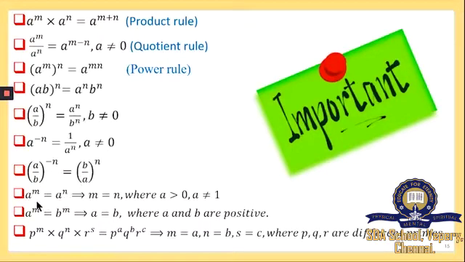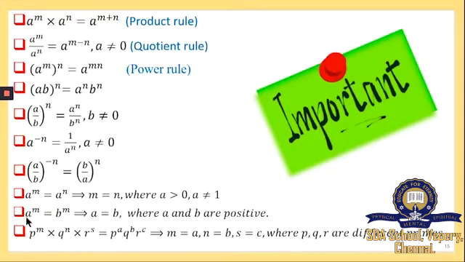And the next law is a power m equals a power n. Here, if the bases are the same, we can equate the exponents. The exponents are m and n, and the bases are the same here, right? A and a. So we are equating the exponents, that is m equals n. And they have given the condition that a should be greater than 0 and it should not be equal to 1.